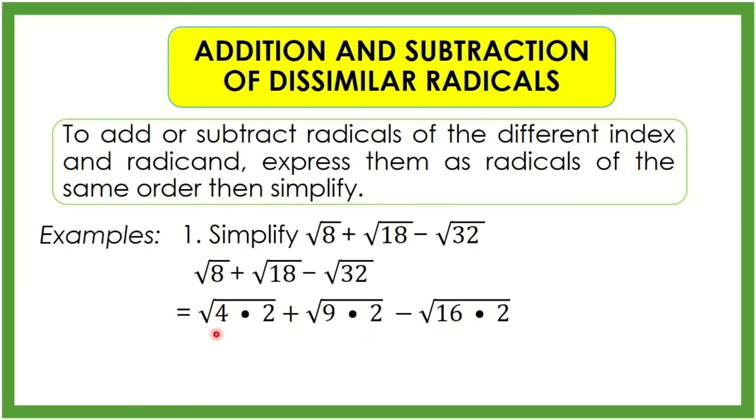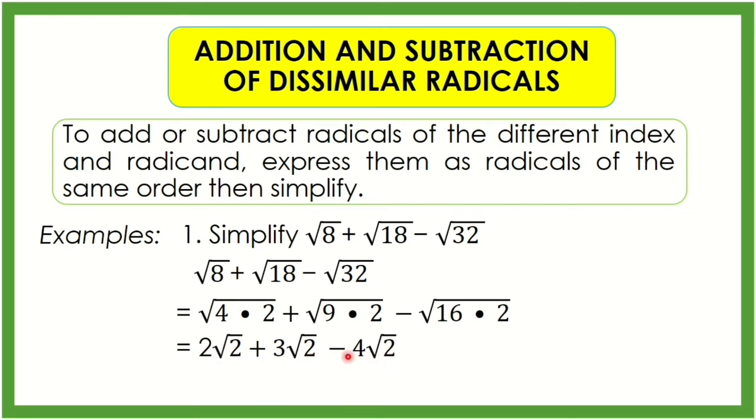Then simplify natin. Ang square root ng 4 is 2 and then mumultiply natin dito sa naiwan which is square root of 2. Square root of 9 is 3, then times square root of 2. Minus, ang square root ng 16 is 4, multiply sa naiwan na square root of 2. Ngayon, meron na tayong similar radicals.